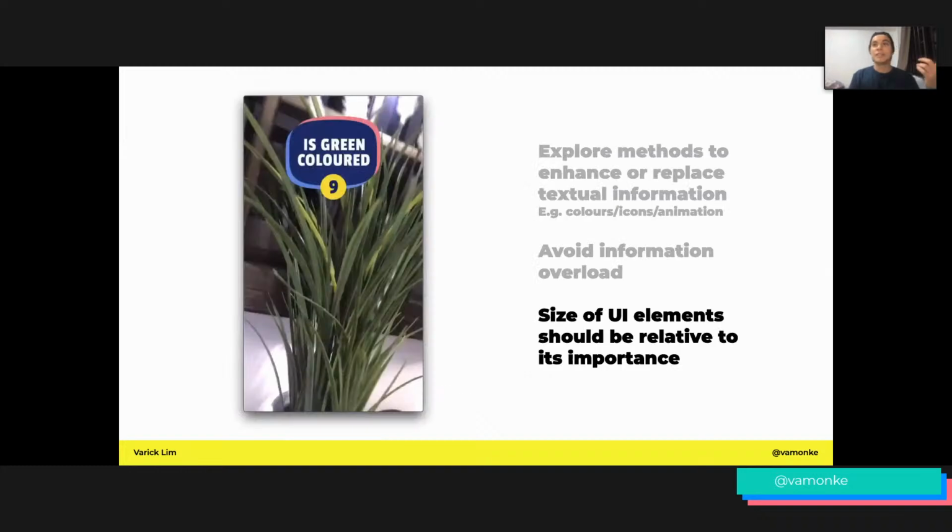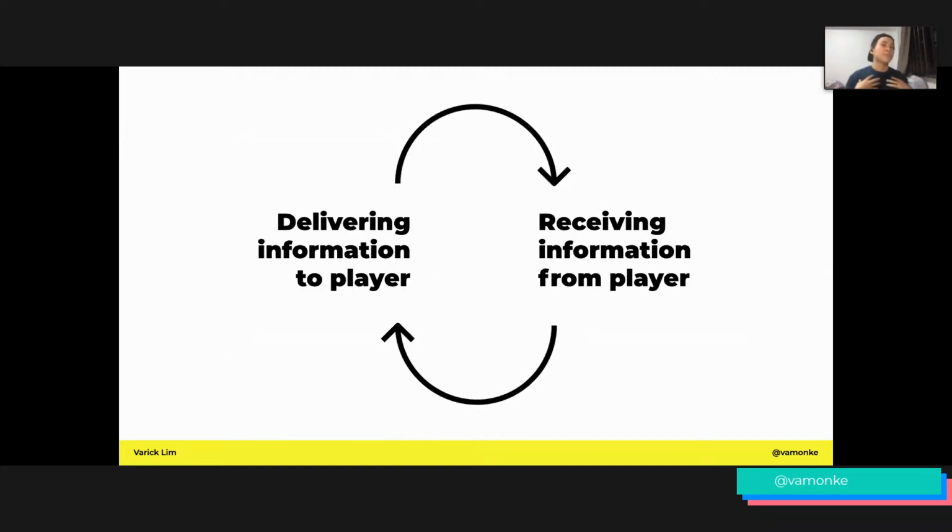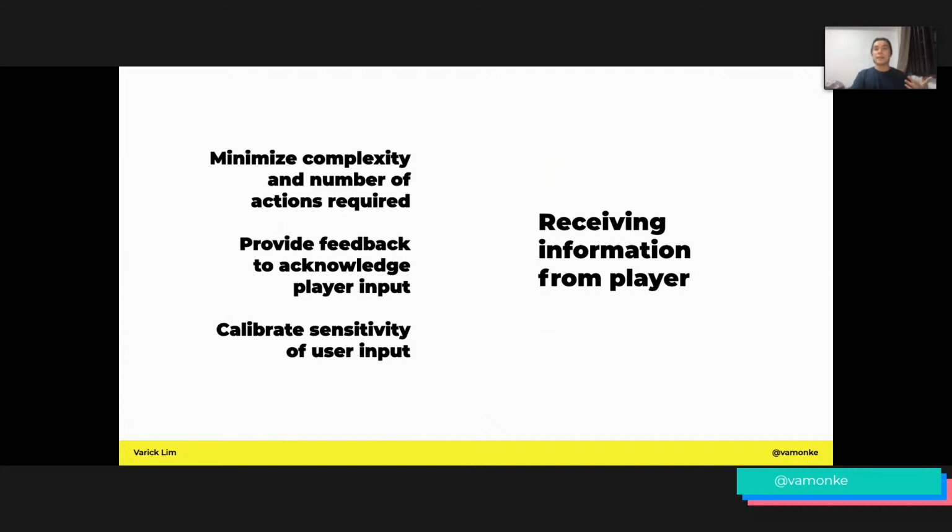So this part three is about delivering information to players, conveying the importance, conveying timely information to players. The next part is receiving information from players. This is the interactive part, where players do certain actions for the game.